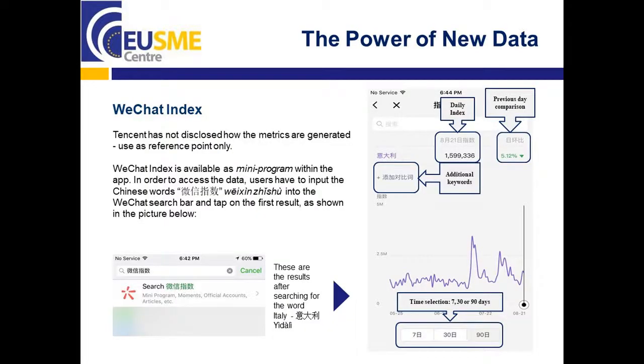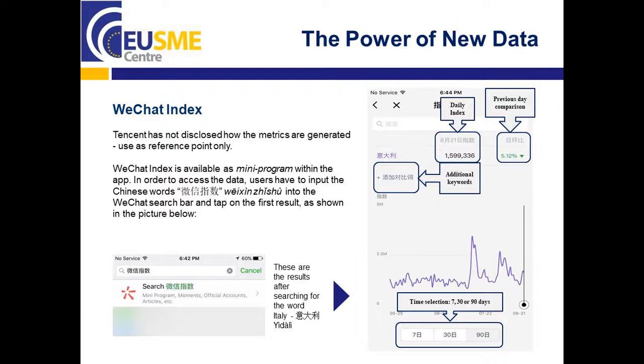Okay. And WeChat also has something called WeChat Index. This is pretty new. You can search for WeChat Index, and you get an interface in which you can also put in your search keywords. And you get how that keyword has been used over time, or searched for or written about. And this is a bit of a black box from WeChat. Yeah, it's just an index.